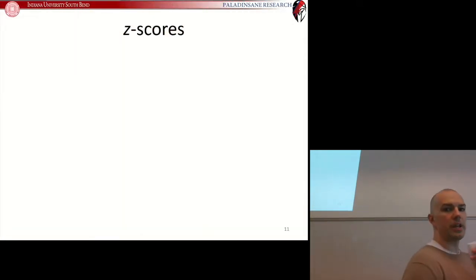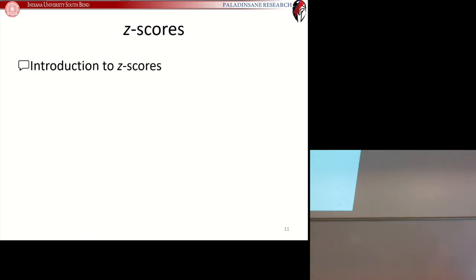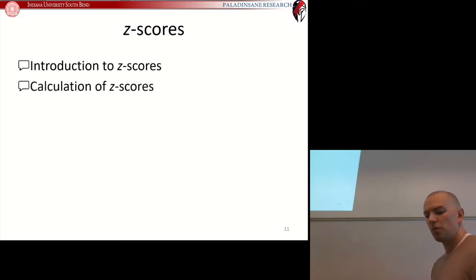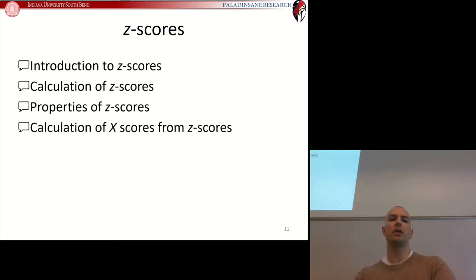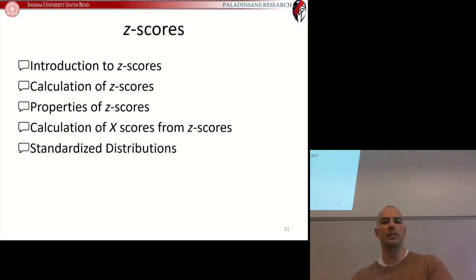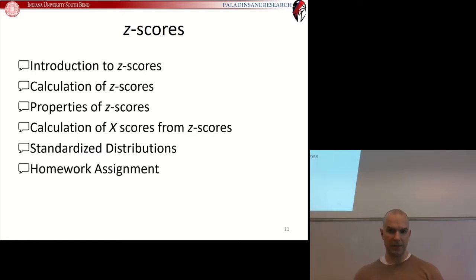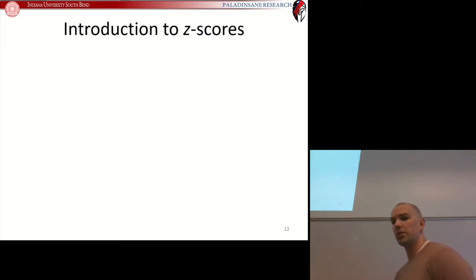So I'll introduce the idea of z-scores. We'll go through the calculation of these z-scores. We'll mention their properties. They have a few properties that make them extremely useful. And then we'll take a look at how to not only calculate z-scores, but then also how to recover your original scores from your z-scores. And that's going to be very important when we start to make what are known as standardized distributions. I'll then let you know about your homework assignment, a little bit different this time around. But here we go on z-scores.